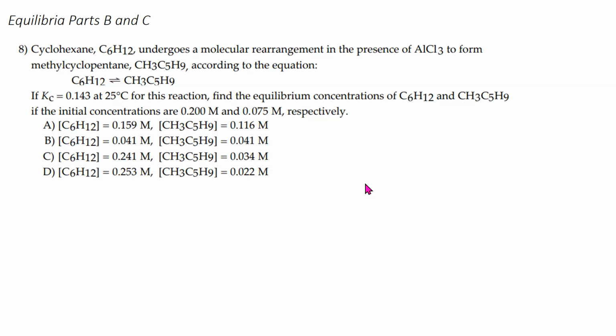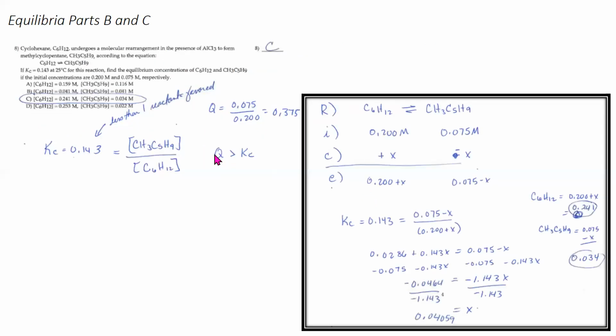So I'm going to start by, I'm not at equilibrium, but I do have the initial concentration. So I'm just going to look to see where I am. So I'm calculating the Q. So I'm putting my products over reactants, and my Q comes out to 0.375. 0.375 is larger than the 0.143. So I'm going to have to go in the reverse direction.